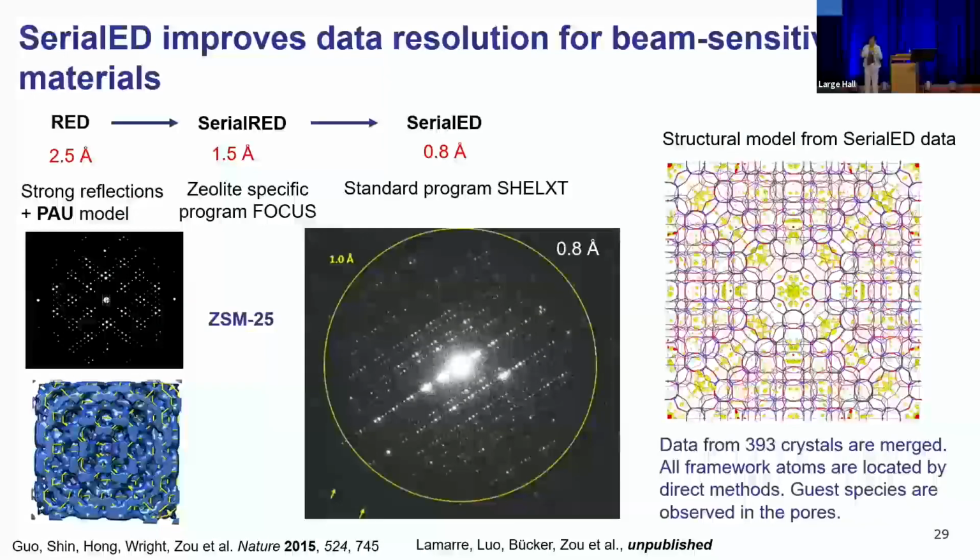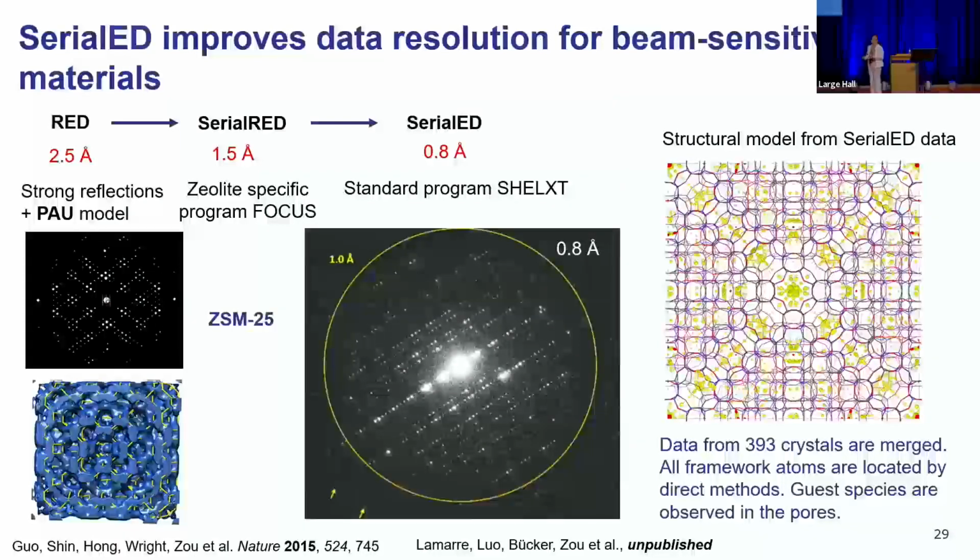Why should we collect just one diffraction pattern? That is because for very beam-sensitive materials, you can get much higher resolution, because you put all the dose in one diffraction pattern instead of a 3D diffraction dataset. Here is an example, a zeolite. With the stepwise rotation electron diffraction method, we could get only 2.5 angstrom resolution. When we use continuous rotation electron diffraction, which means you collect data continuously, we could get 1.5 angstrom. By single-pattern ED, with one diffraction pattern, we could now get to 0.8 angstrom resolution.